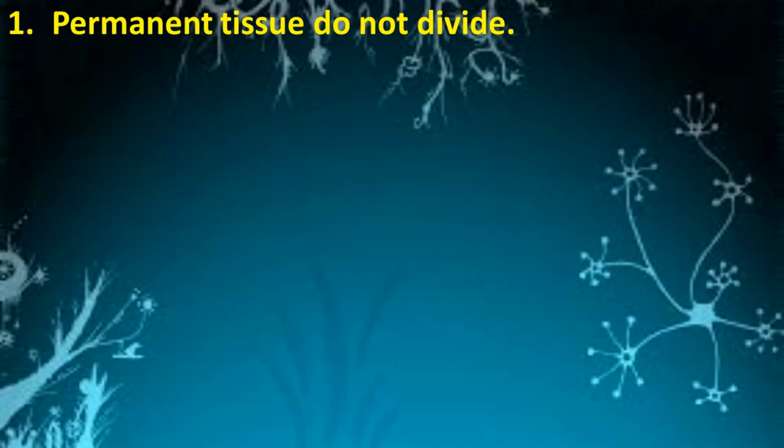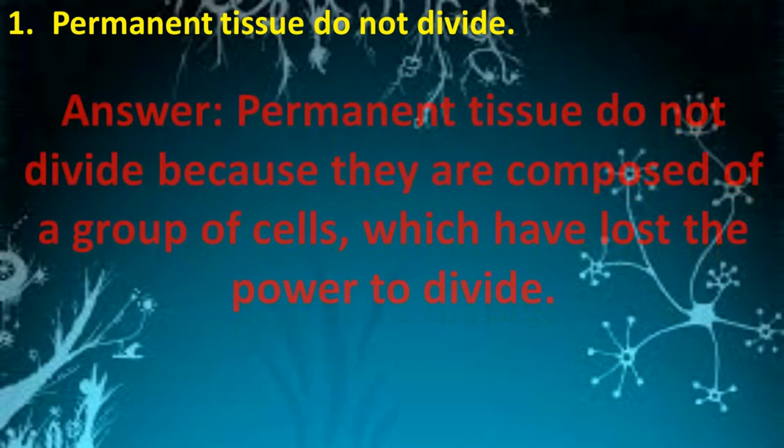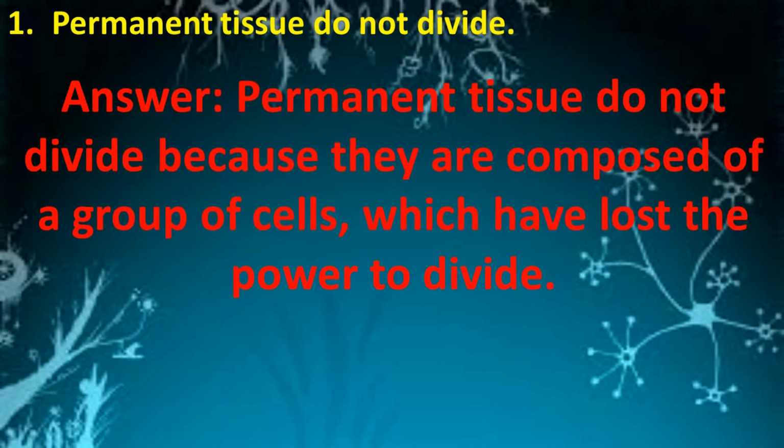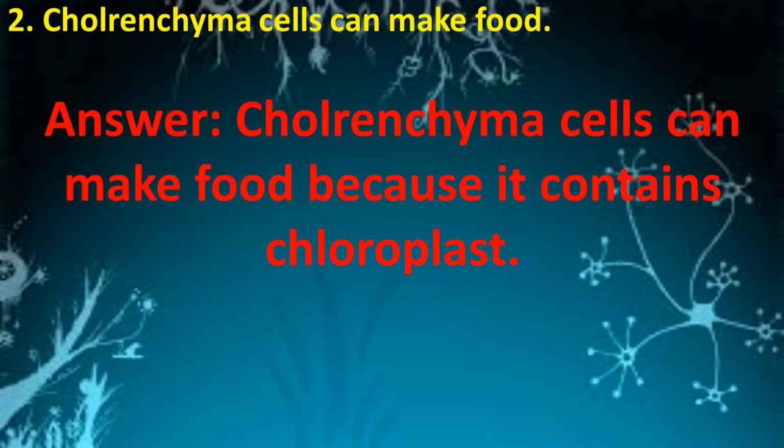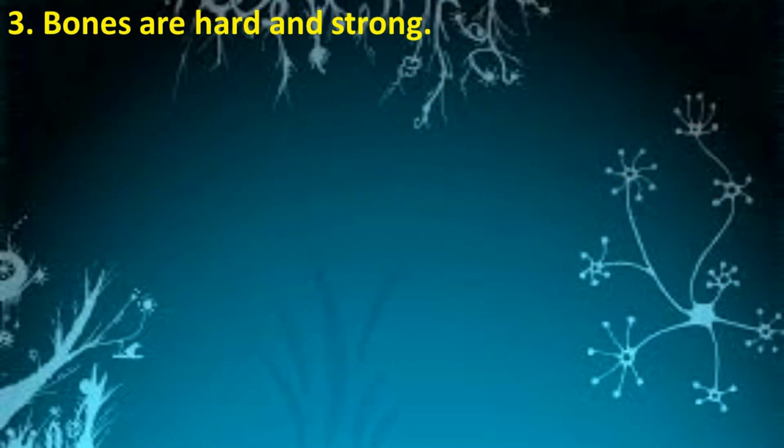Permanent tissue do not divide. Answer is permanent tissue do not divide because they are composed of a group of cells which have lost the power to divide. Next question. Chlorenchyma cells can make food. Answer is chlorenchyma cells can make food because it contains chloroplast. Next question. Bones are hard and strong.